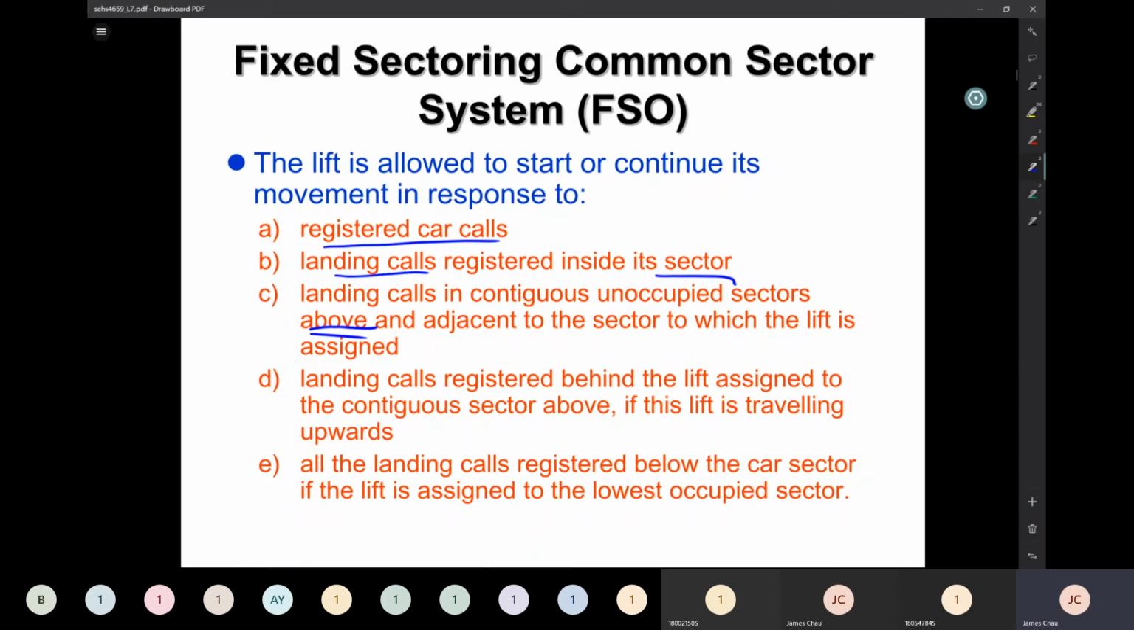On the other hand, if the landing call is below the setter that is occupied, the lowest occupied, then it will be answered by the leaf. Okay, and finally in point E, all the landing calls registered below the car setter will be assigned to the lowest occupied setter. For point D, we supplement that if the landing call is registered behind the leaf, okay, that means it has just passed the floor, so it will become a vacant setter. Okay.